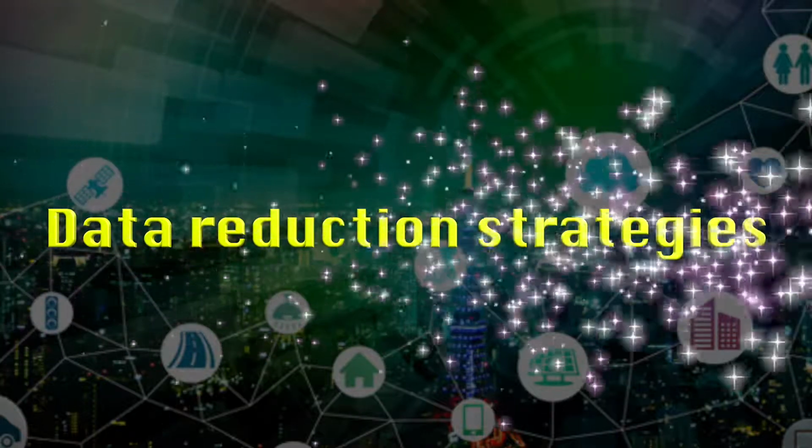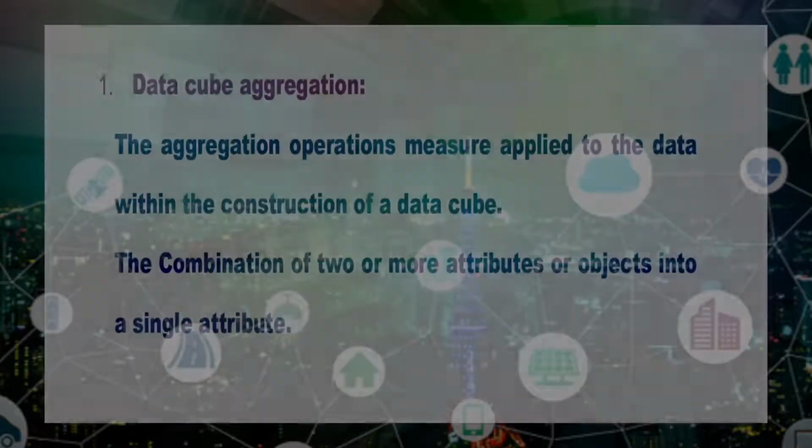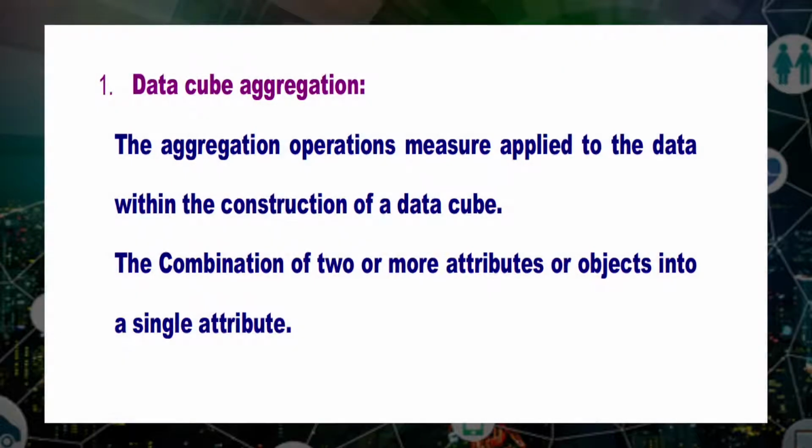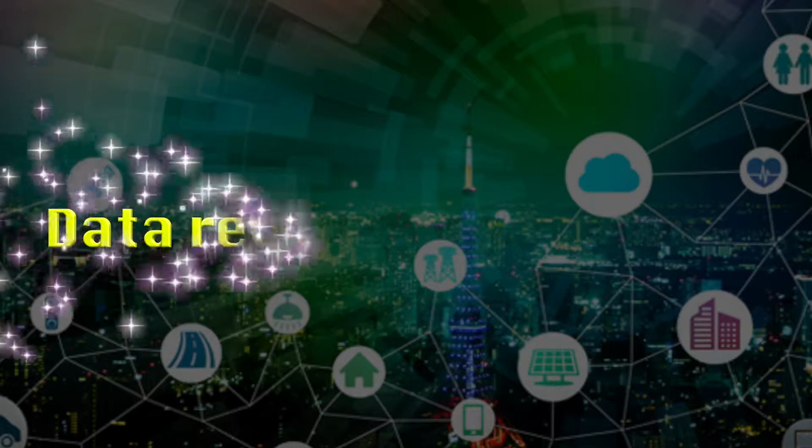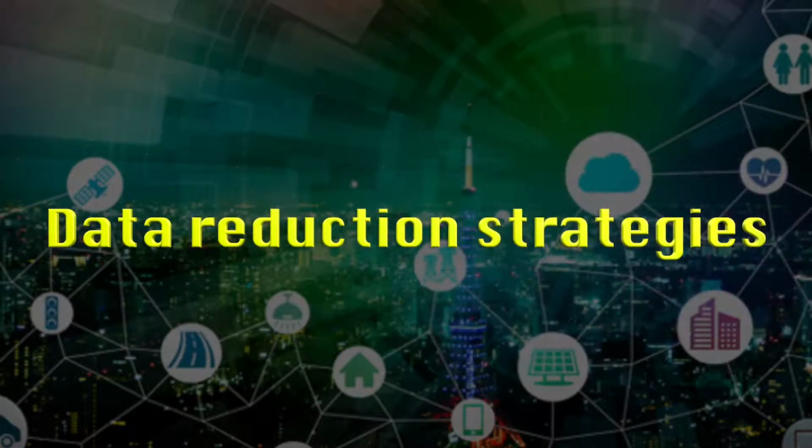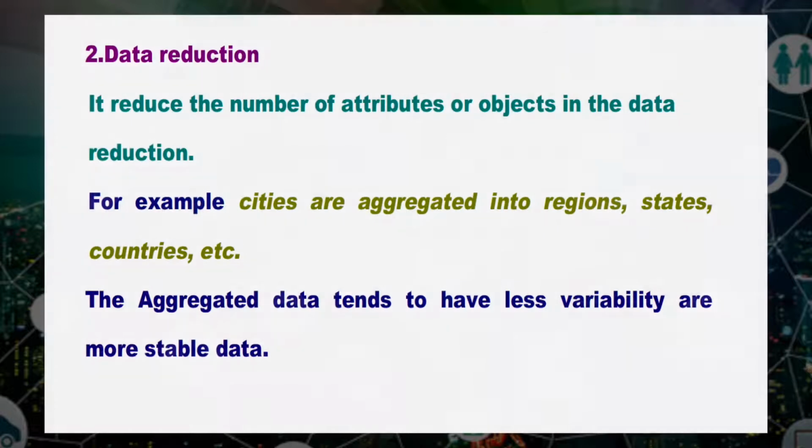The first strategy is data cube aggregation. The aggregation operations are applied to the data in the construction of a data cube. It is the combination of two or more attributes or objects into a single attribute. The main purpose is data reduction. It reduces the number of attributes or objects in the data. For example, cities are aggregated into regions, states, countries, etc. The aggregated data tends to have less variability, or more stable data.